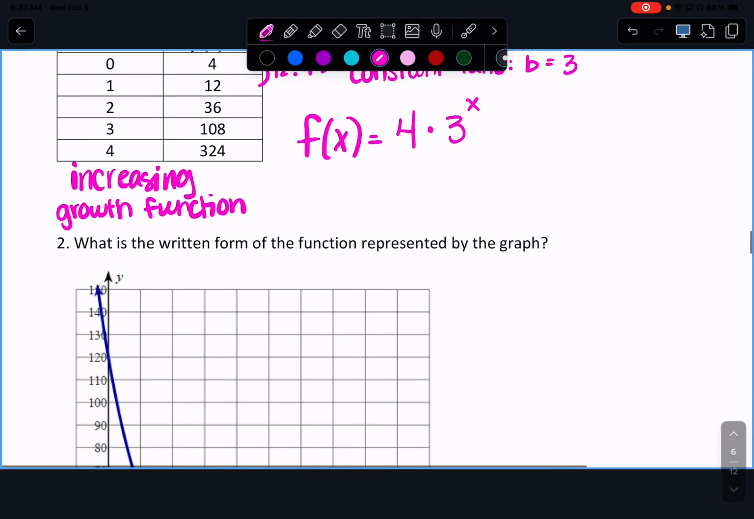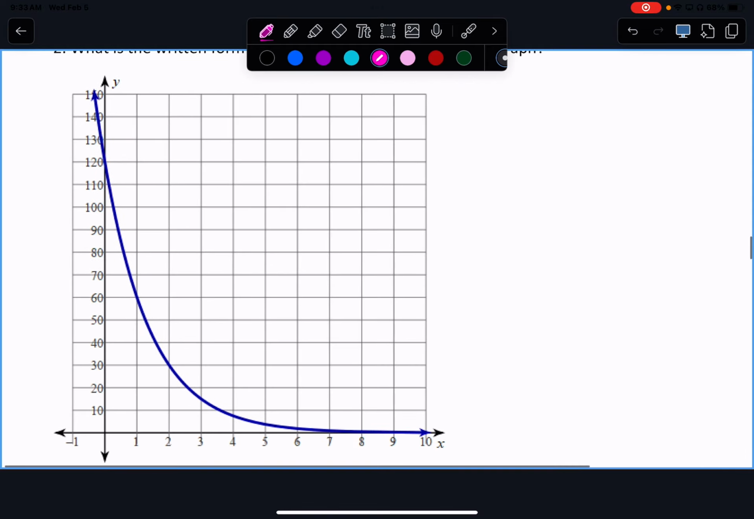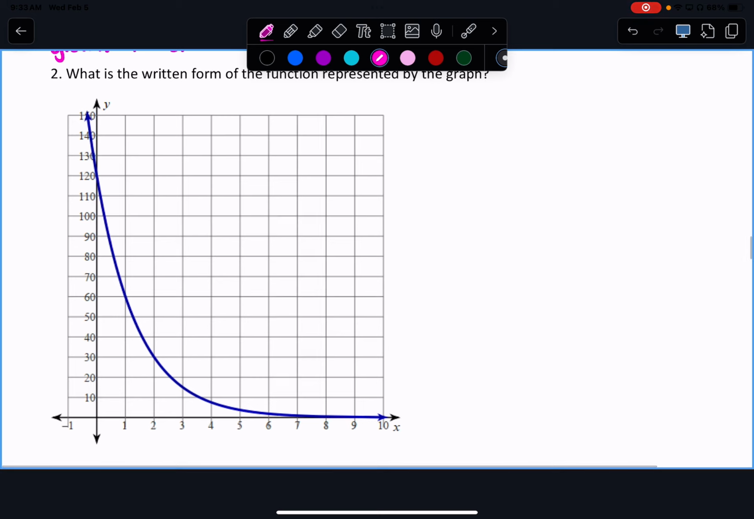All right. Now for this next one. Okay, for the next one. When x is 0, what's our y value? When x is 0, our y value is 120. Where does this graph cross the y-axis? When x is 0, y is 120. When x is 1, what is our y value? 60. When x is 2, what is our y value? 30. When x is 3, our y value is? 15. All right, and it keeps going.